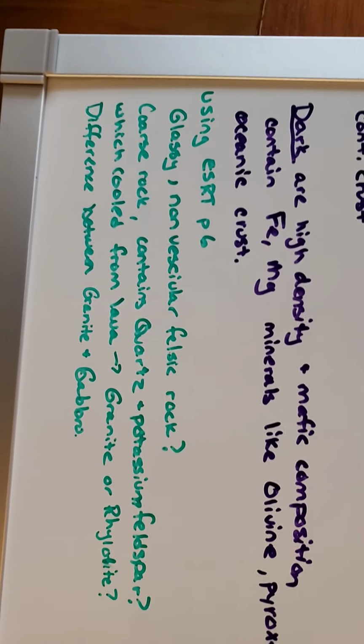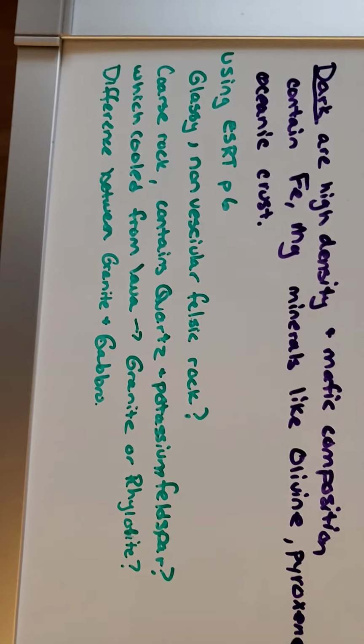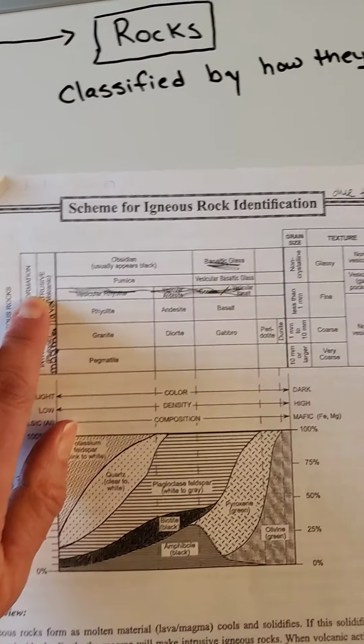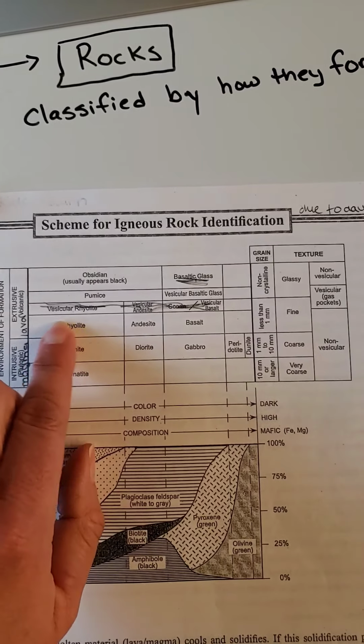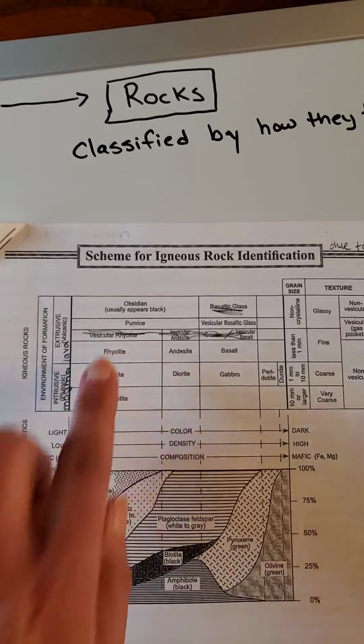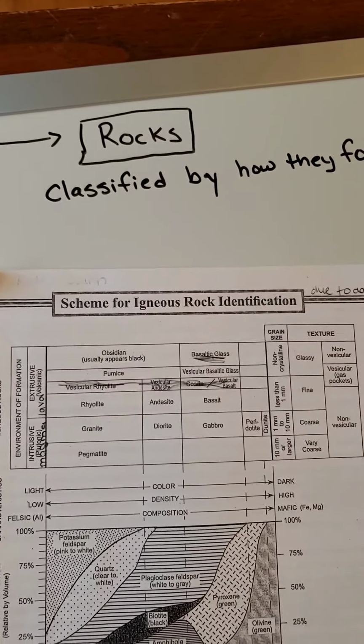Next, which cooled from lava, granite or rhyolite? Well, how do I know that? Lava is an extrusive rock. Rhyolite is an extrusive rock, whereas granite is an intrusive rock. So rhyolite cooled from lava.